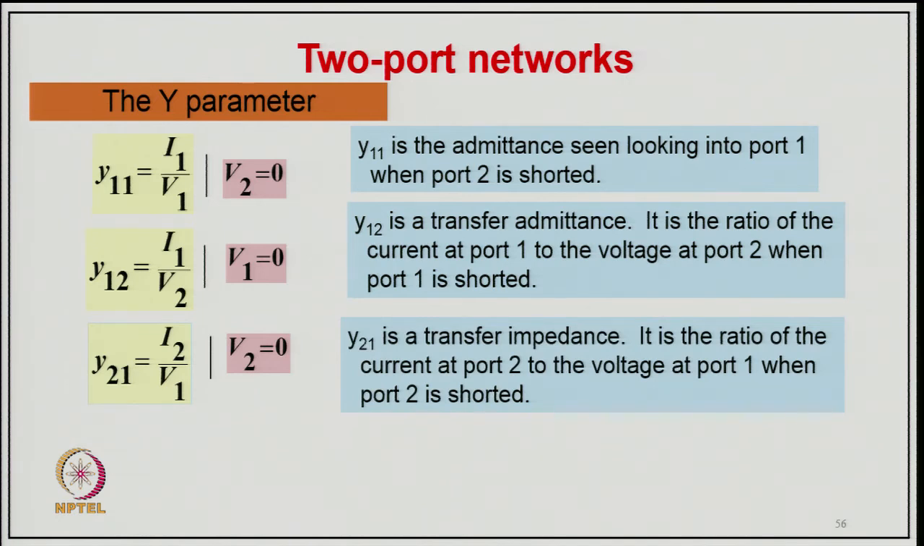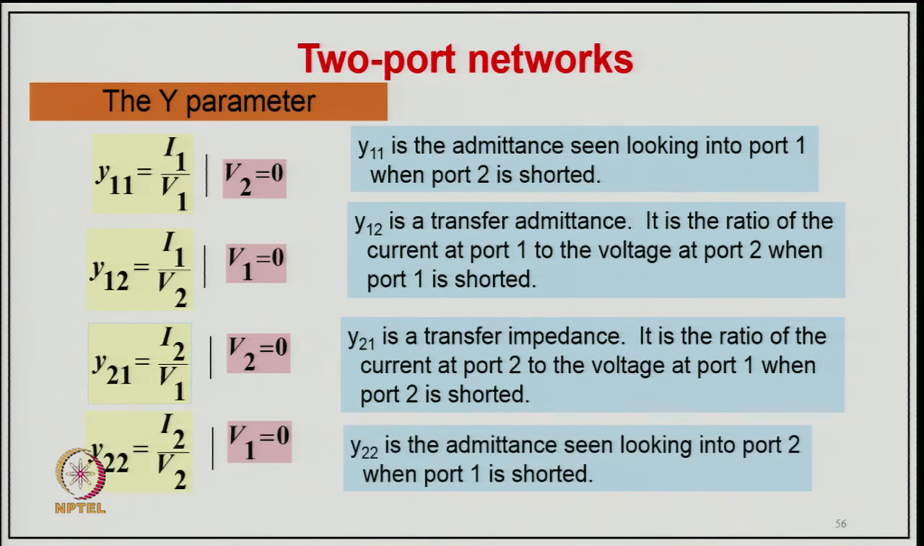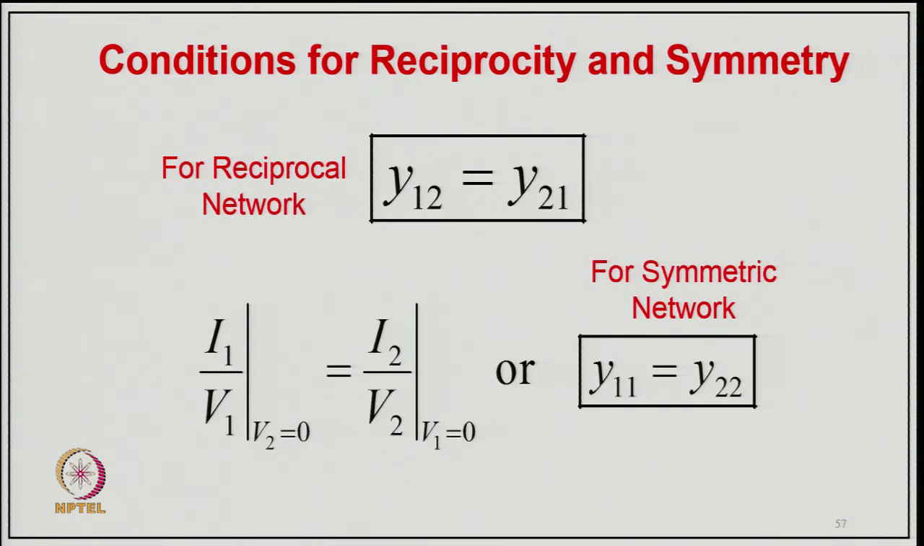So, Y21 is the transfer admittance, and it is the ratio of the current at port 2 to the voltage at port 1 when port 2 is shorted, and then Y22 equals I2 upon V2 when V1 is equal to 0. So, Y22 is the admittance seen looking into port 2 when port 1 is shorted. So, these are the four admittance parameters of these two port networks.